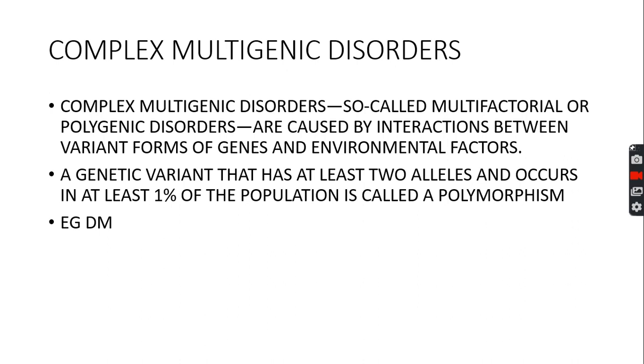Of course it's important to note that not all genetic disorders are caused by single gene inheritance, and we also have complex multigenic disorders. The complex multigenic disorders, the so-called multifactorial or polygenic disorders, are caused by interactions between variant forms of genes and environmental factors. A genetic variant that has at least two alleles and occurs in at least 1% of the population is called a polymorphism. Some of the complex multigenic disorders that we know of are diabetes mellitus, hypertension.